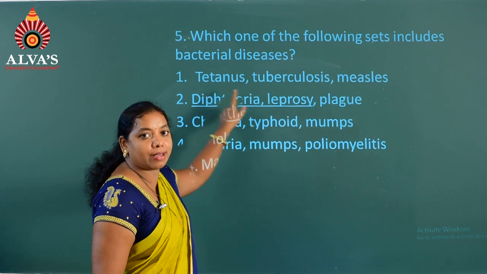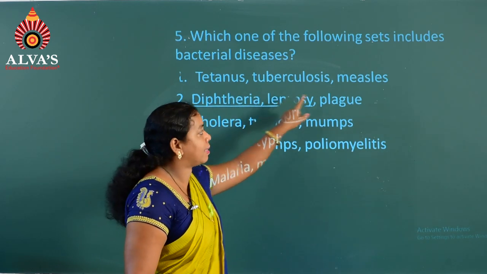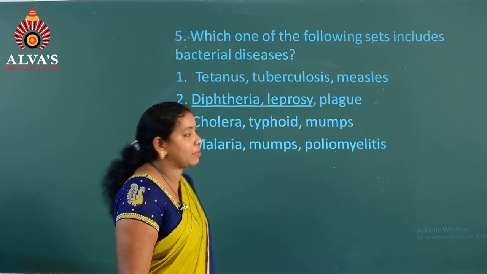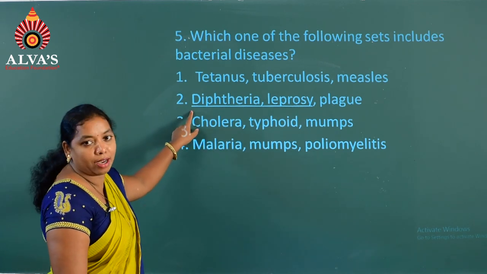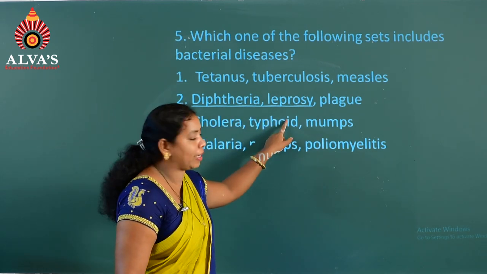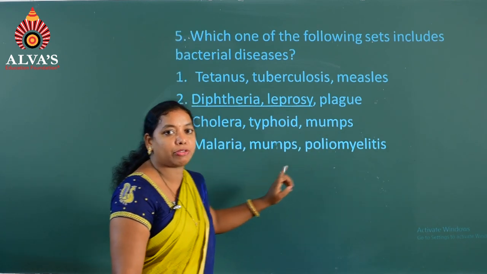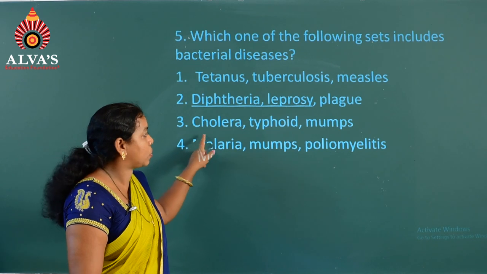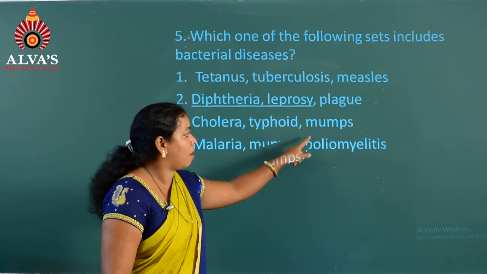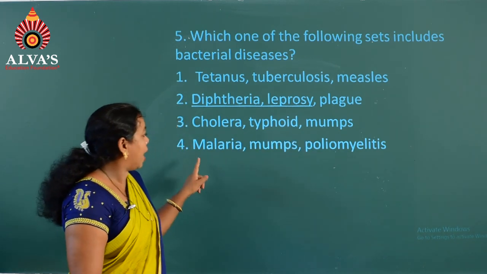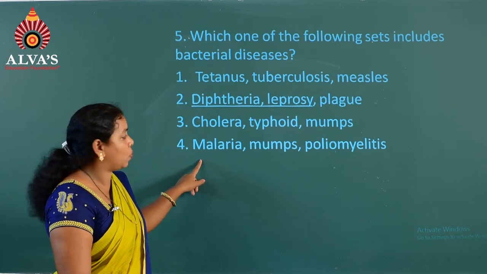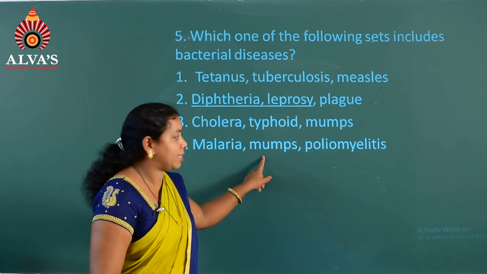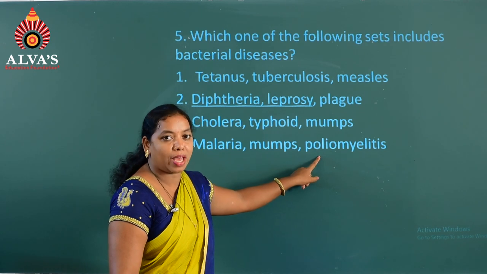tetanus is a bacterial disease, tuberculosis is also a bacterial disease, measles is a viral disease. The second option, diphtheria is a bacterial disease, leprosy is a bacterial disease, even plague is a bacterial disease. Go to the third option: cholera is a bacterial disease, typhoid is a bacterial disease, mumps is a viral disease. And the fourth one, malaria is a protozoal disease, mumps is a viral disease, poliomyelitis is a viral disease.